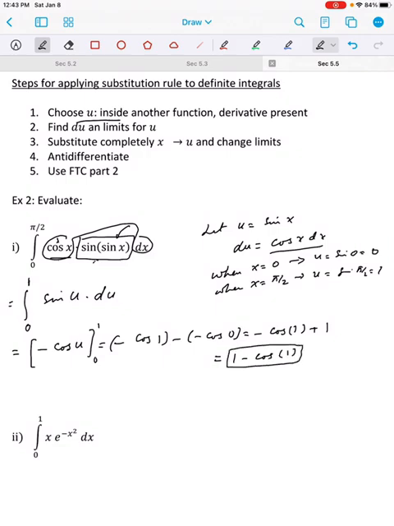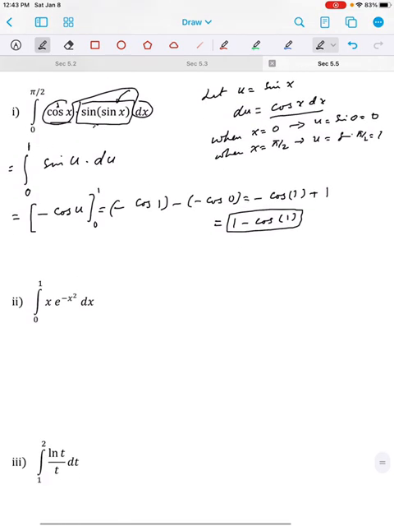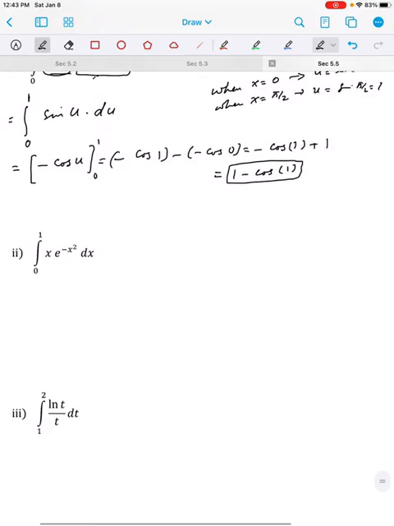As I said before, leave the answer in exact form. Do not take out a calculator and convert it into decimals. So this is how we do this problem. Okay, let's look at the next one.